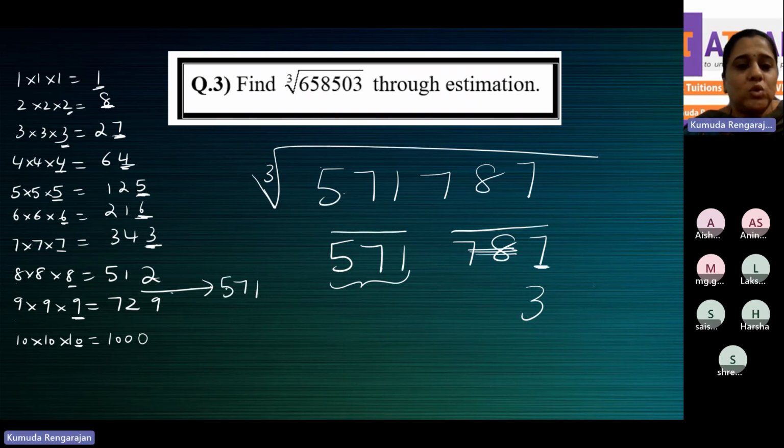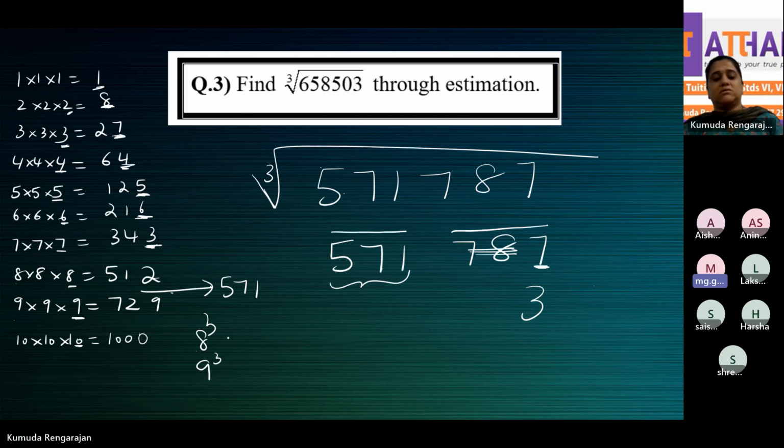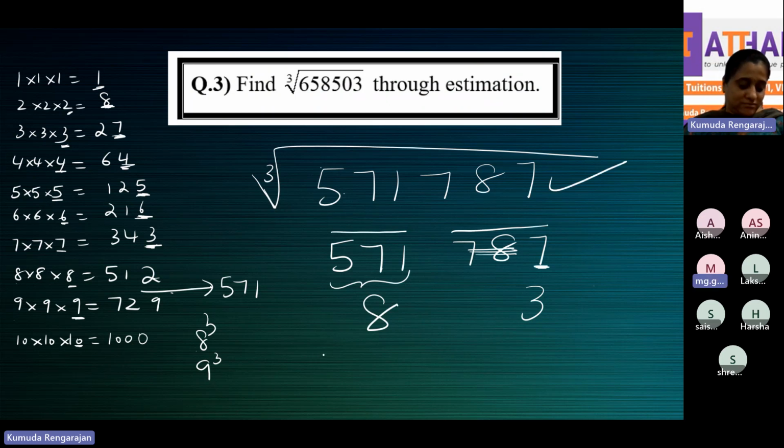Which is the smaller of the two? Forget 8 cubed, 9 cubed. 8 or 9, which is smaller? 8. So 8. Very good. So the cube root of this number is 83. Okay, ma'am.